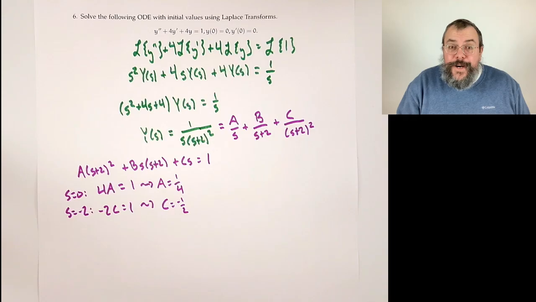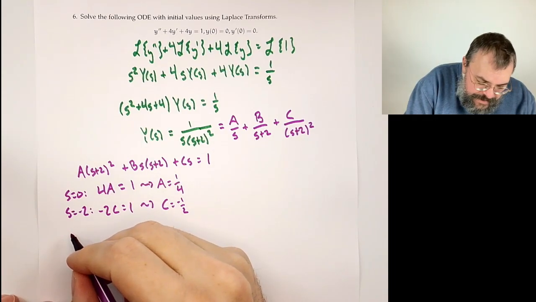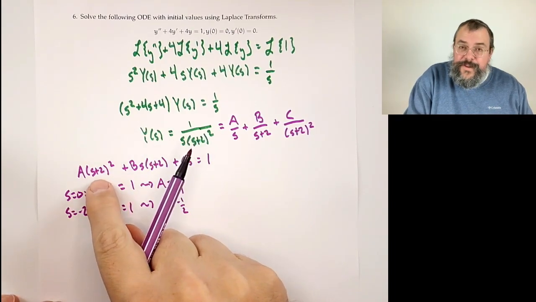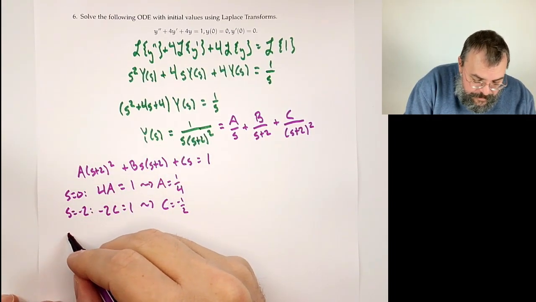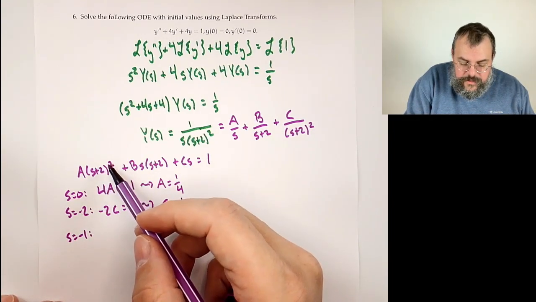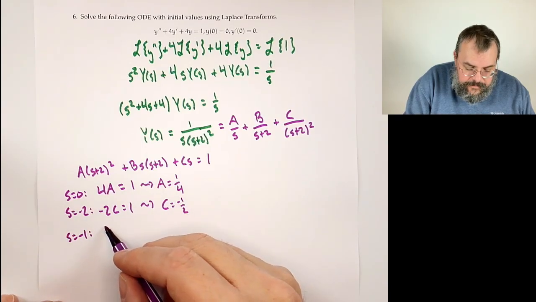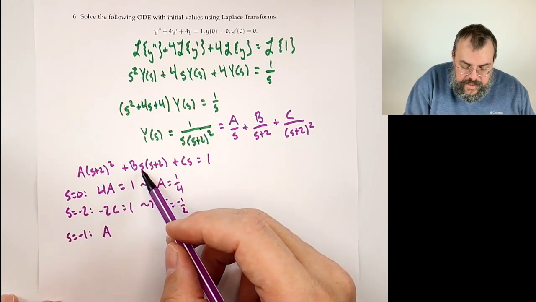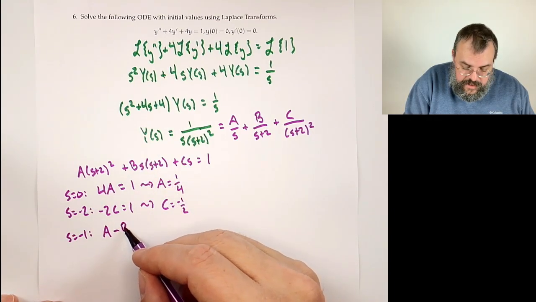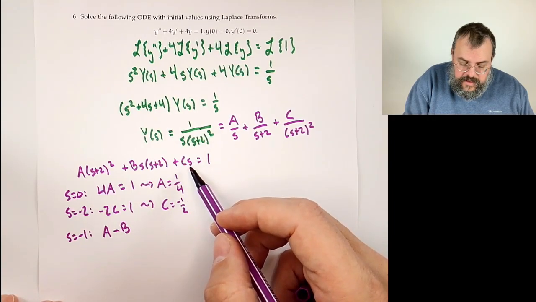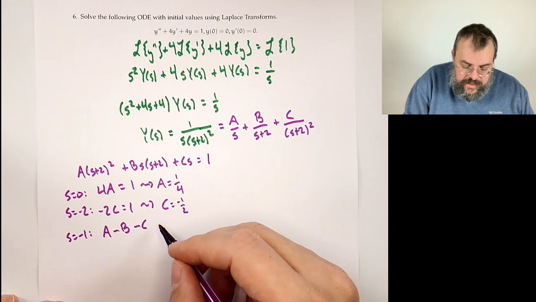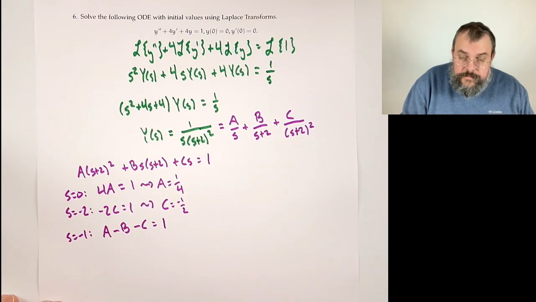How about minus 1? Now you might say, why are you picking minus 1? It's kind of halfway between 0 and minus 2, right? Also, minus 1 plus 2 is a really nice number to work with. So if we pick s equals minus 1, we'll get minus 1 squared, which is 1, so we'll get A. And here we'll get minus 1 times positive 1. So minus B. And then here we'll get minus C. And that has to equal 1.